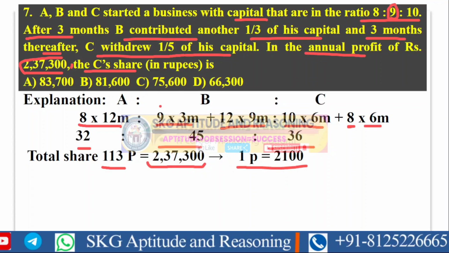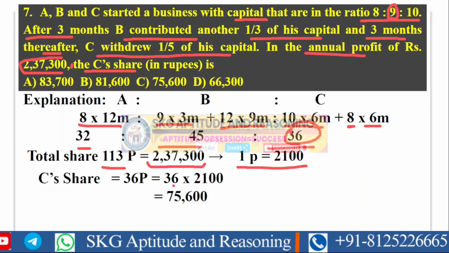So what do we need to find here? We need to find the value of C. C is 36 parts, whose value we need to find. One part is 2,100. So 36 parts will be equal to how much? 75,600. 75,600, which is presented in option C.